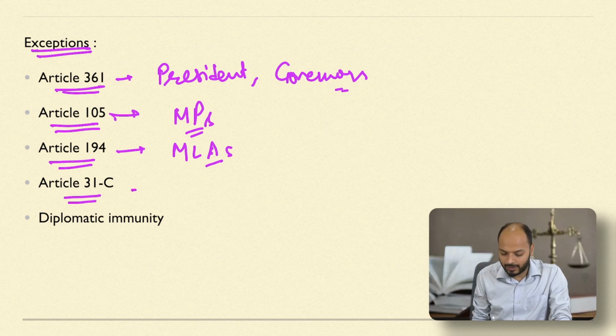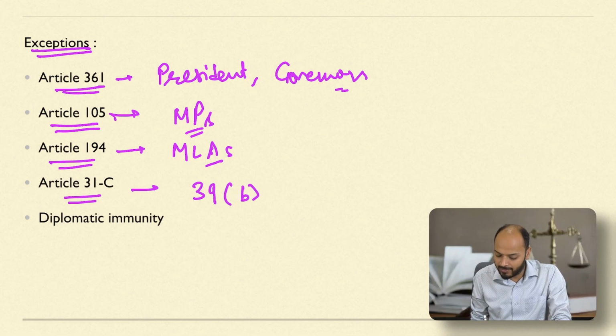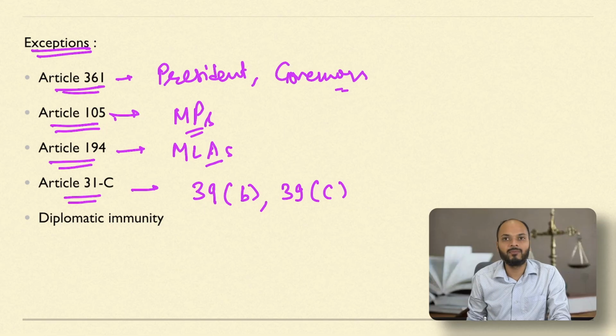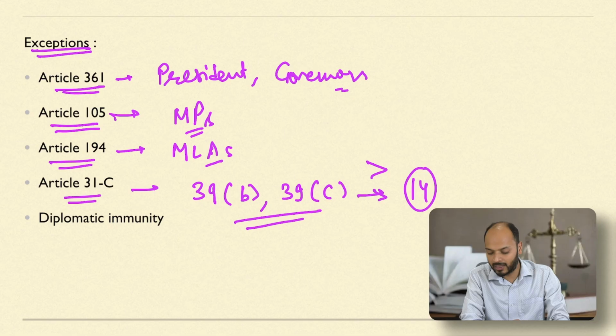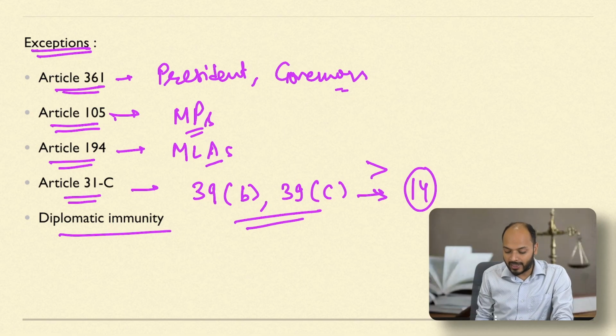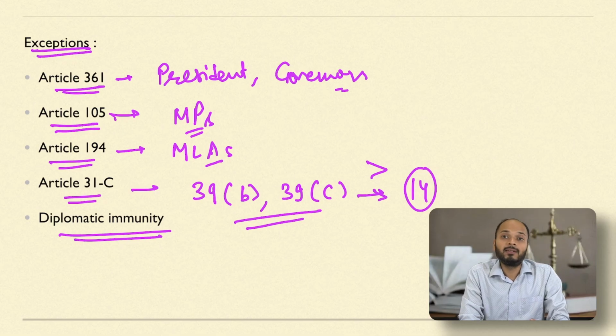Then Article 31C, you might have read about it, that the Supreme Court has upheld Article 31C, saying whenever a state tries to implement Article 39B or Article 39C, then these two articles override Article 14. So Article 14 becomes subservient to Article 39B and 39C. Then diplomatic immunity, meaning the diplomats from various countries, when they come here in India, have been given various kinds of privileges. Criminal proceedings against them also cannot be initiated. Various organs of the UN, the staff of the UN, have also been given such immunity. Various heads of state have also been given such immunity.